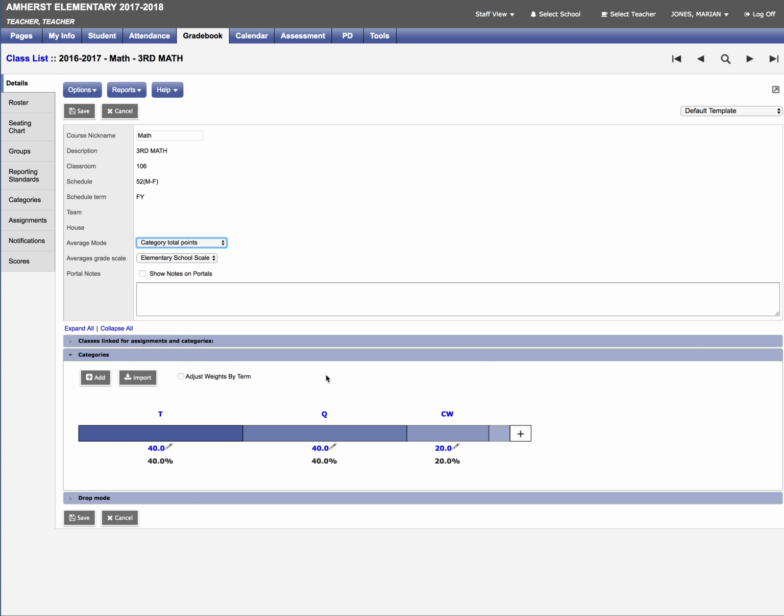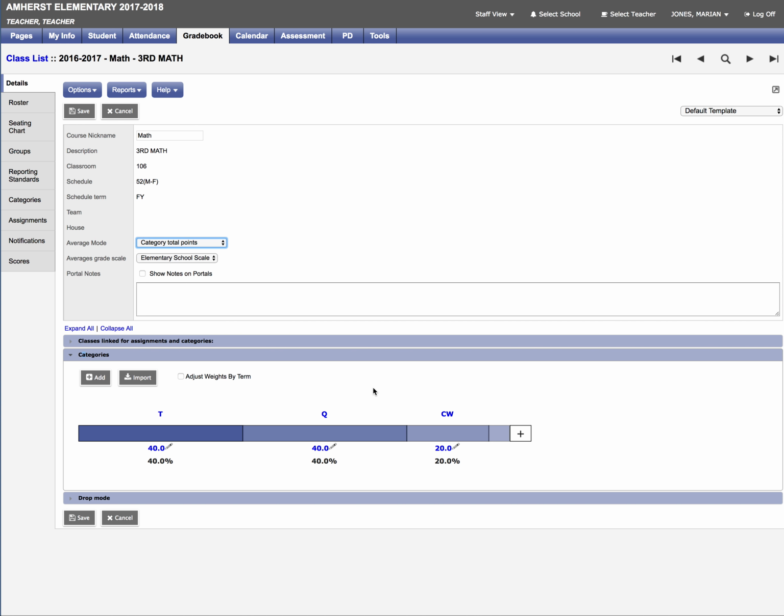If I'm in categories only, a 10-point quiz is the same amount as the 50-point quiz. If I get a 9 out of 10 and a 45 out of 50, both of those are 90s, and they weight as 90s in the category that's worth 40%. So it's very important to understand the difference between categories only and category total points.